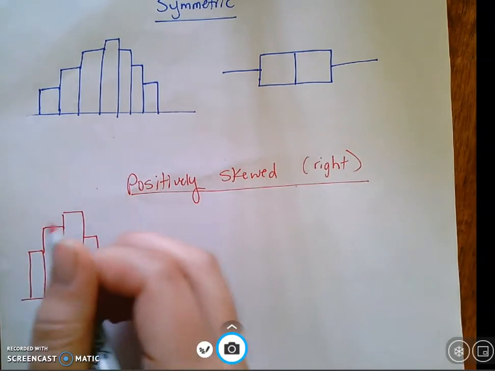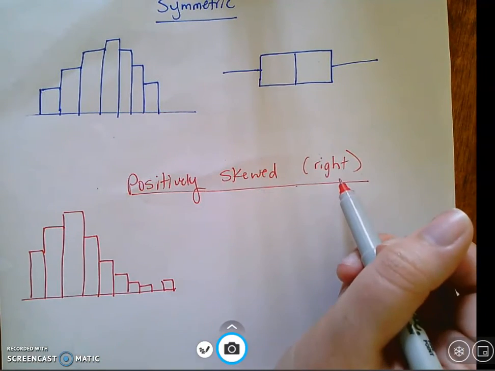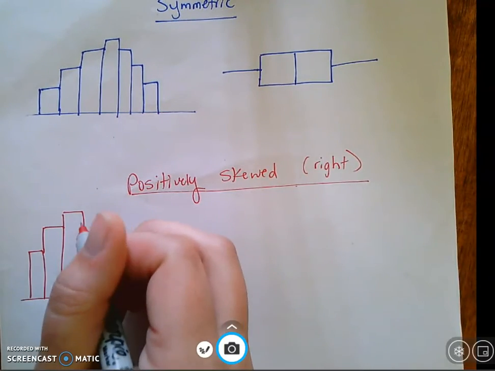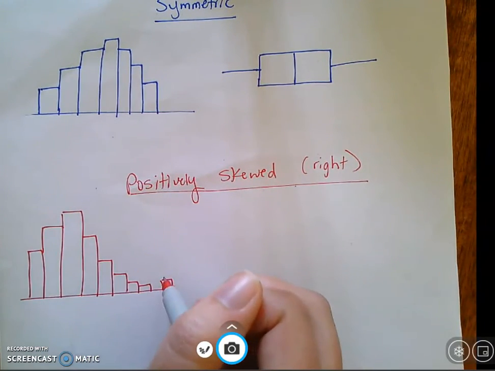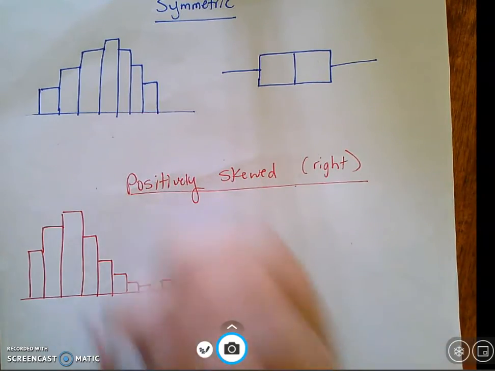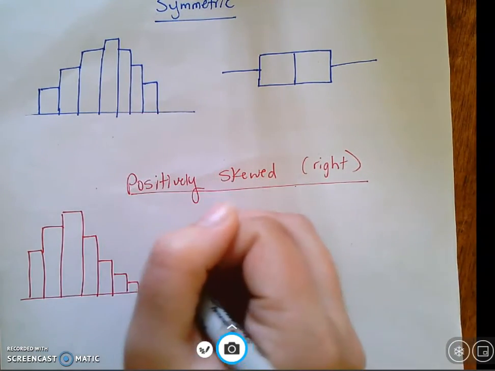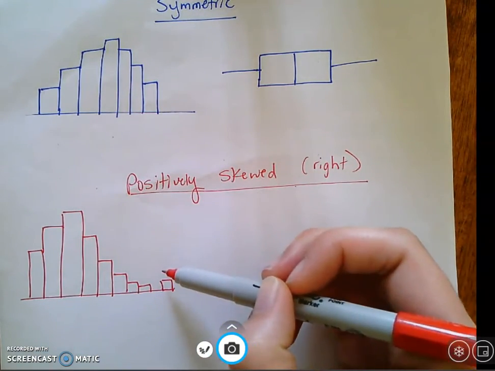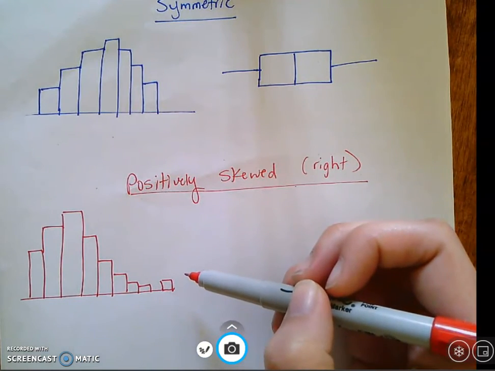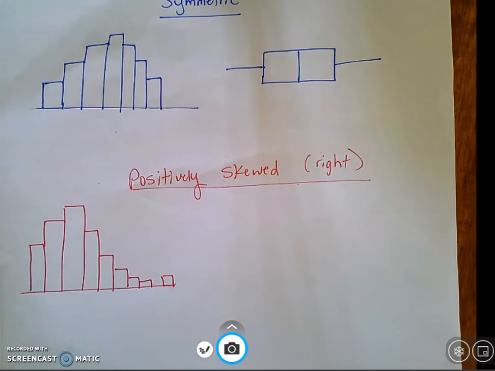So most of your data here is on the left. Be careful because it's right skewed, it's positively skewed. Your tail is on the right. So your skew follows the tail. So this side is the tail. It's going this way, as you can see. So this is a positively skewed graph because the tail is on the right.